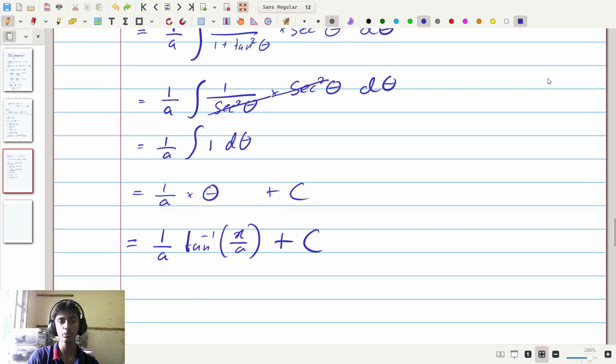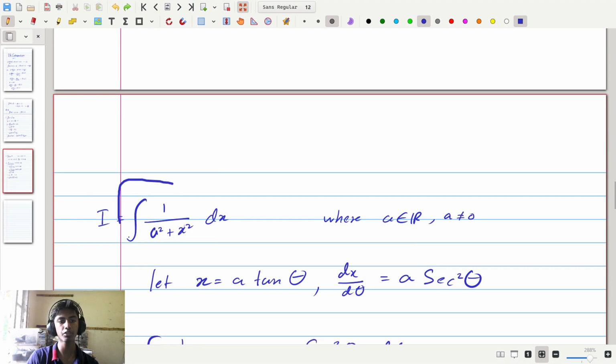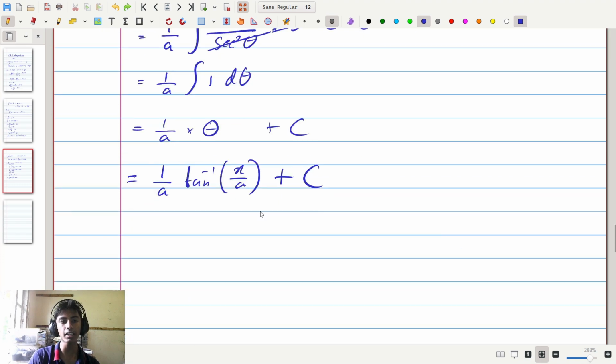As a summary, we can take this integral on the top here, which was the integral of 1 divided by a squared plus x squared with respect to x, where a is an element of the real numbers and a is not equal to 0, and we can say that this is finally equal to 1 divided by a times the tangent inverse of x divided by a plus c.